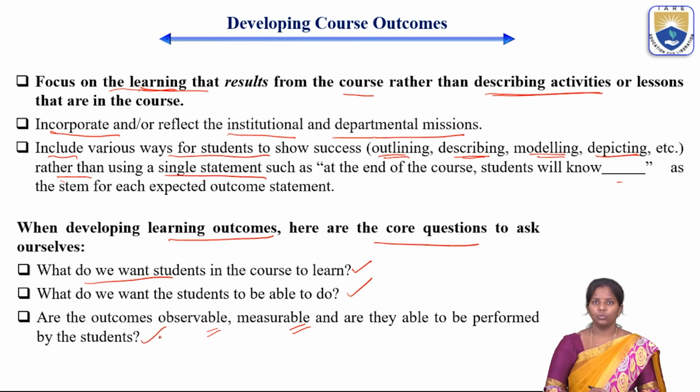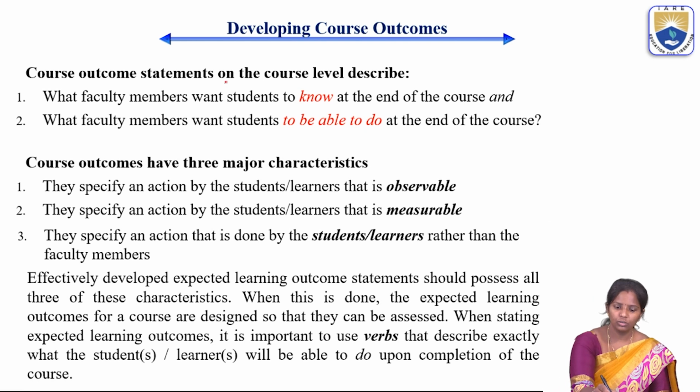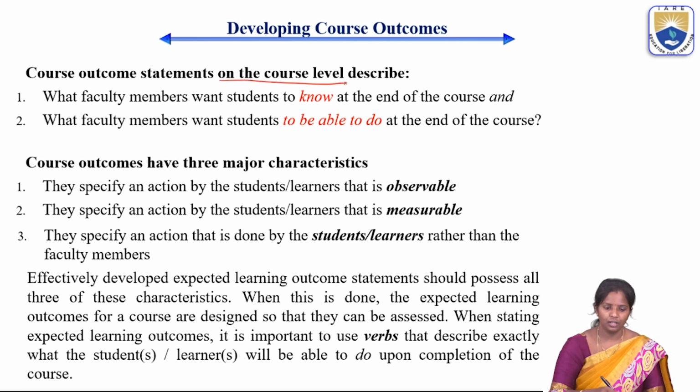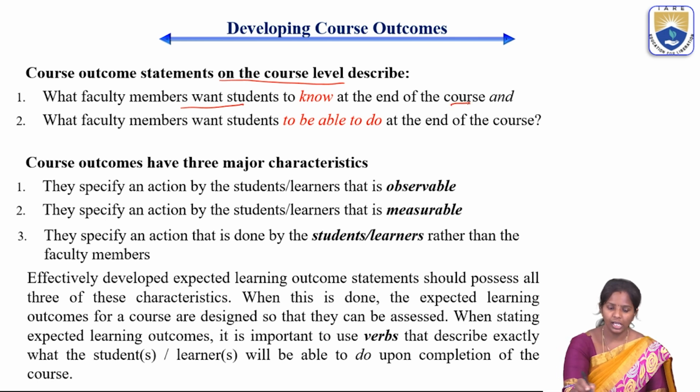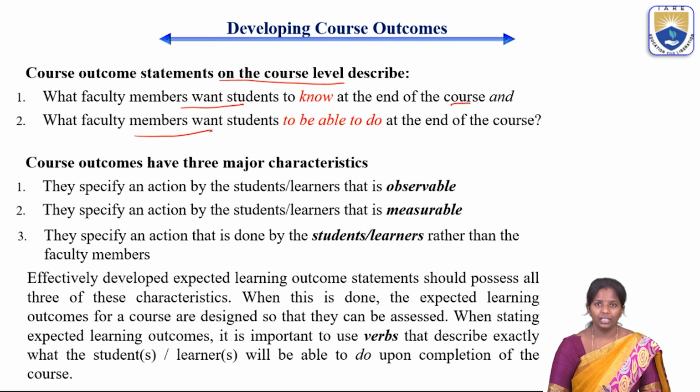So these are the different questions that we have to put to ourselves so that we will come out with the best phrasing of statements for the course outcomes. Course outcomes at the course level describe what faculty members want students to know at the end of the course and what faculty members want students to do at the end of the course.